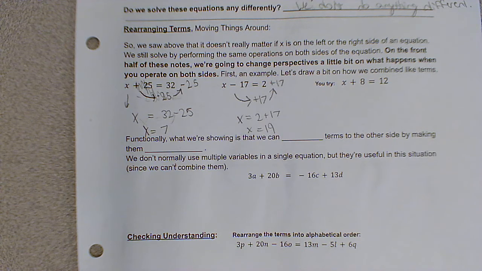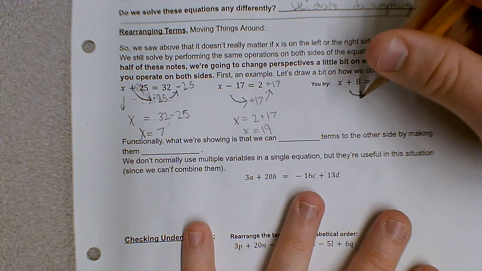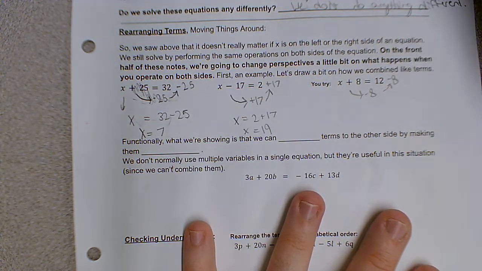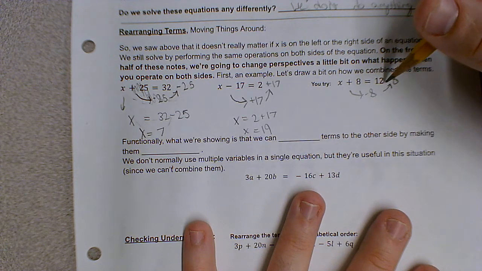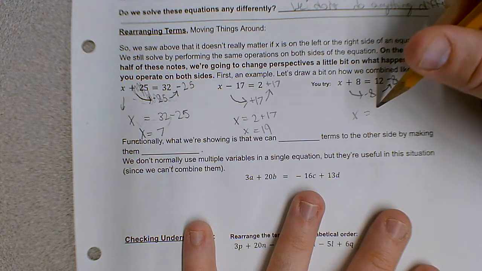Okay, I have one for you to try. I want you to move that 8 to the right by making it negative. Pause and give it a shot. Okay, so what we're going to do, I literally move my 8 over by making it negative, and now it's going to be on the right side. Once you're confident with this, you can combine in the same step. So I'm going to say x equals 12 minus 8, which is 4.